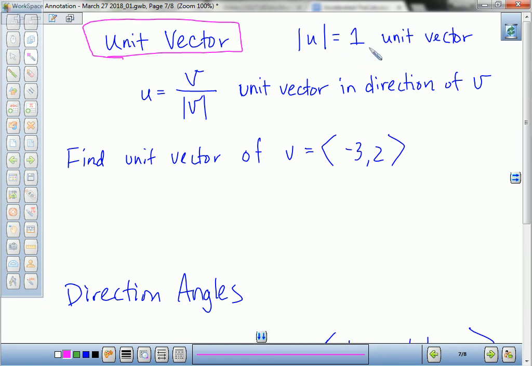But at times we will need to work with a unit vector. So the unit vector u is where we take a vector and divide it by its magnitude. And that is the unit vector in the direction of vector v.